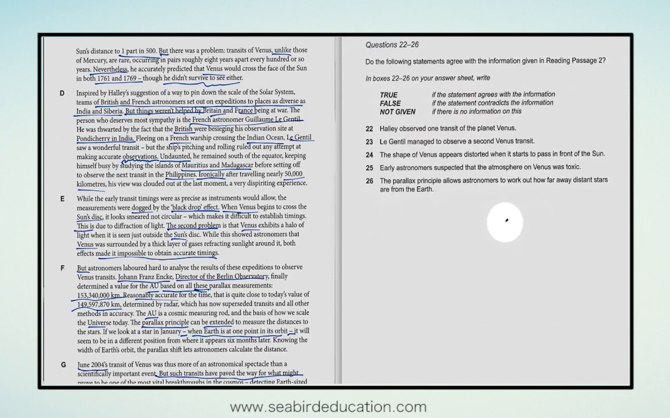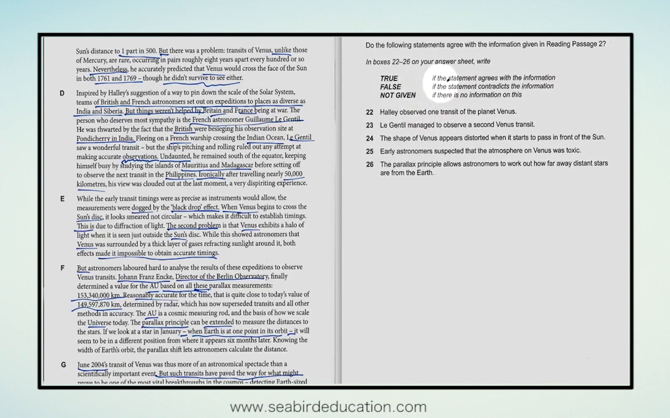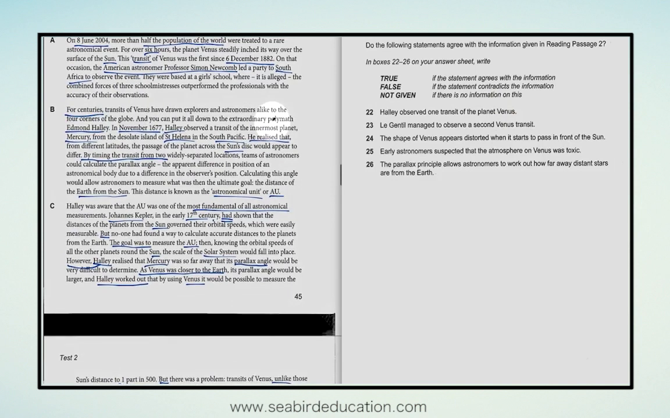And now, true, false, not given, our favorite. Do the following statements agree? Observed one transit of the planet Venus. That's false. He observed a... oh, hang on. Did he personally observe? He observed a transit of the innermost planet, Mercury. By timing the transit two separately. He runs that one. Seems a strong.